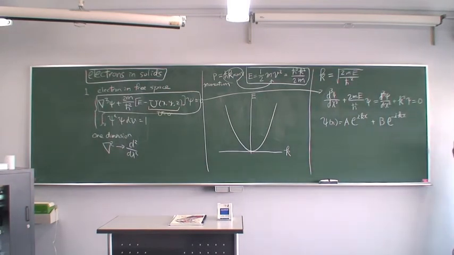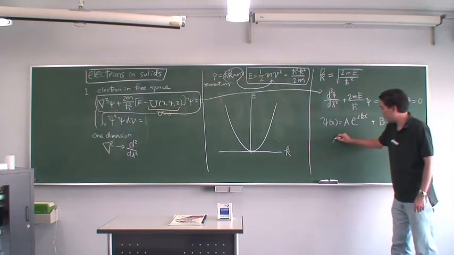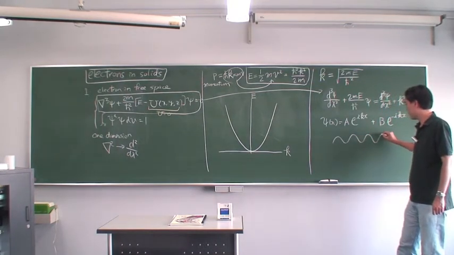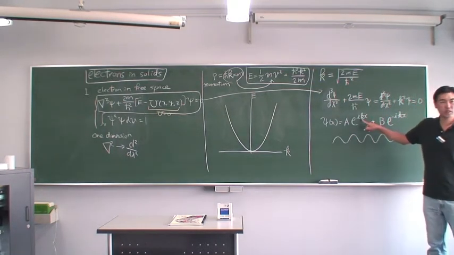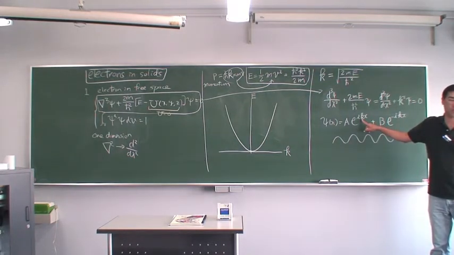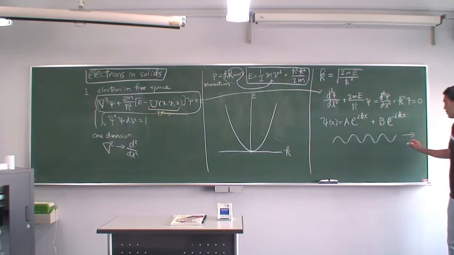And now we will understand intuitively the meaning of the wave function. Have you seen this wave function? This is, for example, a wave with positive momentum, or positive phase. That means it's going from left to right. The wave is going from left to right, for example. Right?